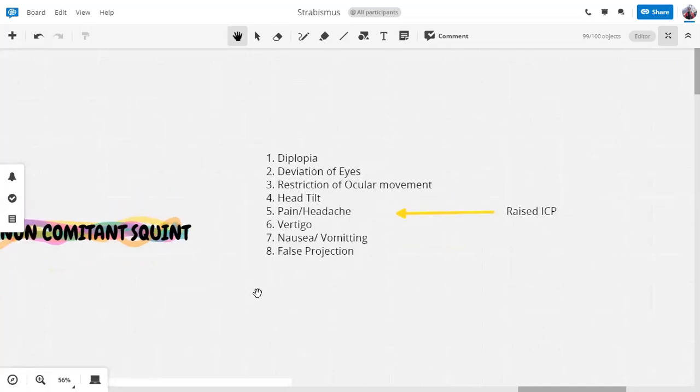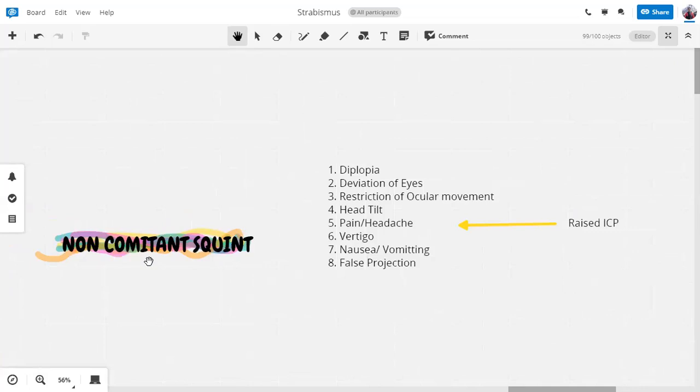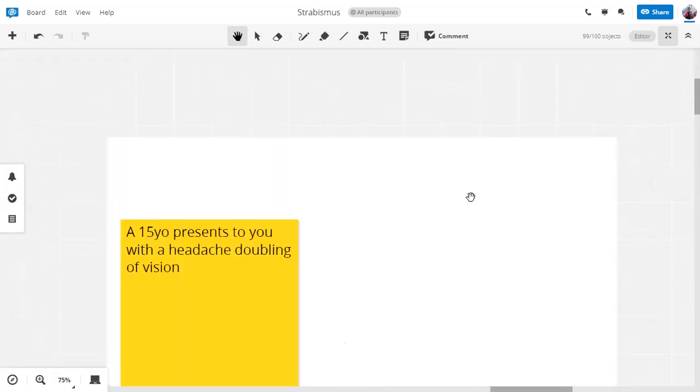So these are more or less all of the symptoms which we can find in a person with non-comitant squint. So let's start with our first case, which is this.